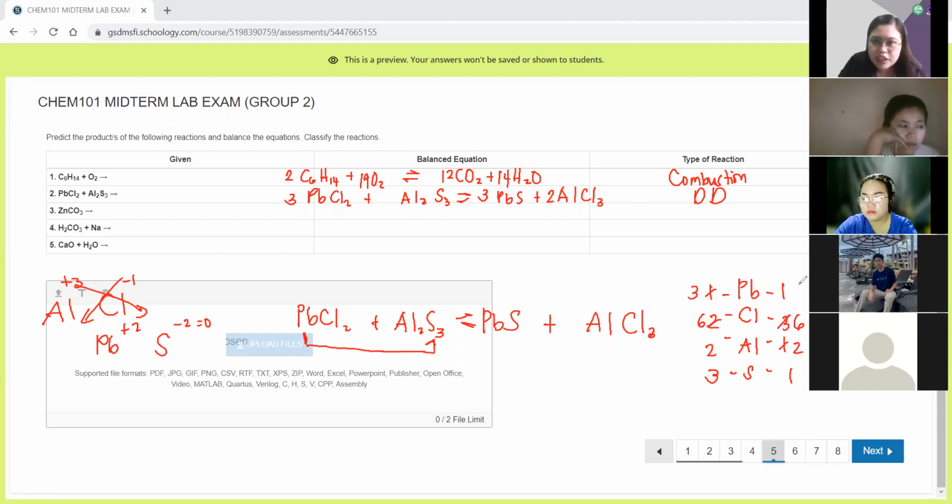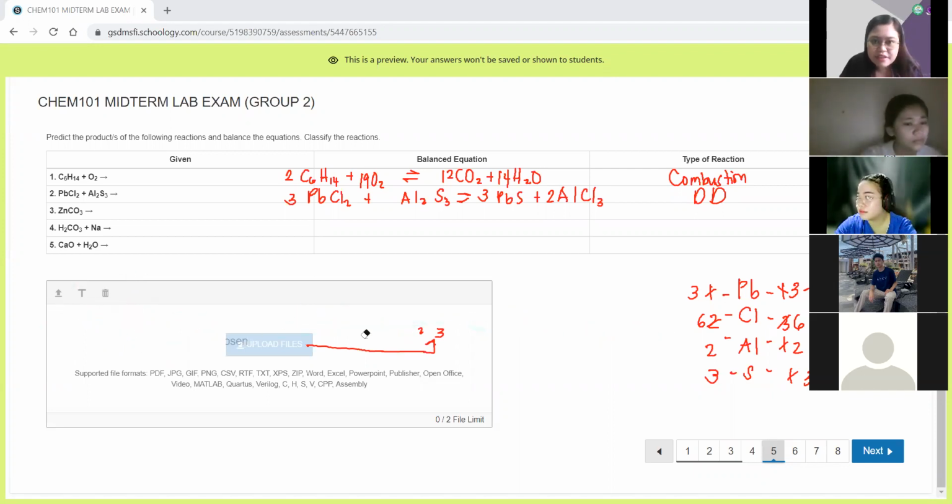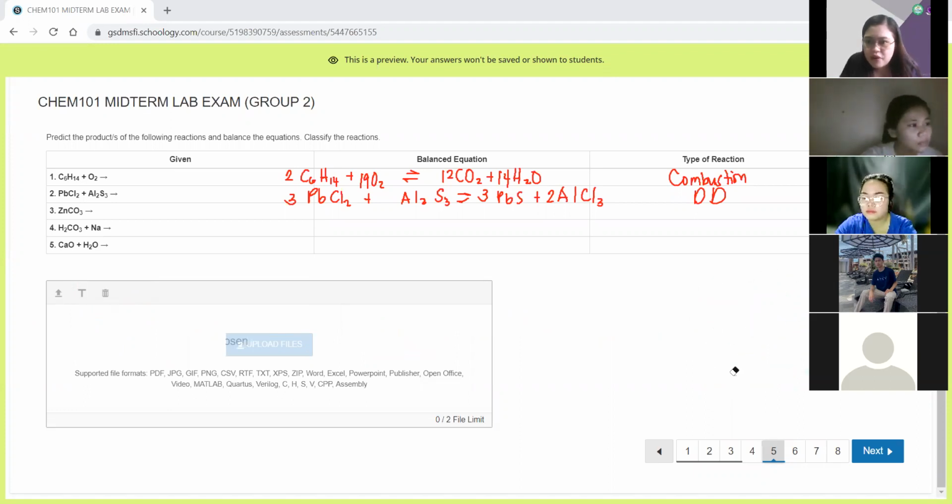So I'll put 3 here so that lead also becomes 3. So this is balanced. And sulfide also becomes 3. So, it's balanced too. This is the correct answer for number 2. I hope you got the right answer there. Let me delete the writings on the screen. And then, if you don't have questions, let's move on to the next one.